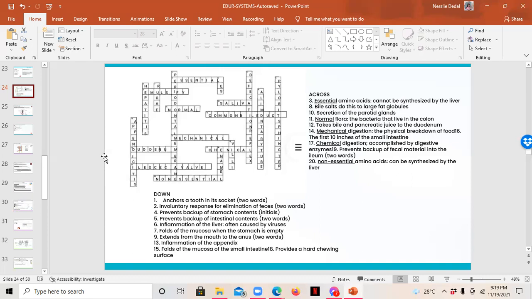Number 20, amino acids that can be synthesized by the liver. Answer is non-essential.